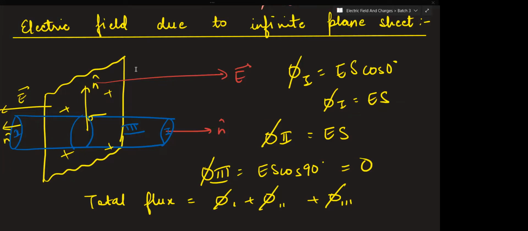Yes, Fahad, because both the surface area vector and the electric field are in the same direction. So that's why you're getting cos 0. And cos 0 is 1. So that's why we are getting E multiplied by S.